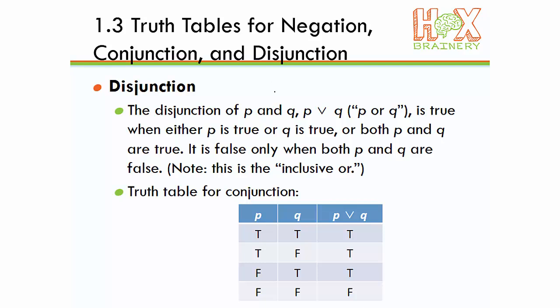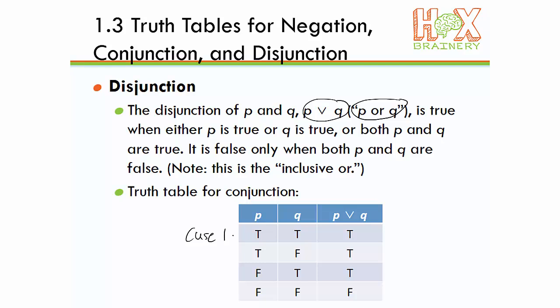Okay, now we have the disjunction of P and Q, which is read P or Q, and remember what that symbol looks like. The disjunction, P or Q, is true when either P is true or Q is true, or both of them are true, and it is false only when both P and Q are false. Remember this disjunction, when we read it as or, it is the inclusive or. So the table for this, we have our four cases again.